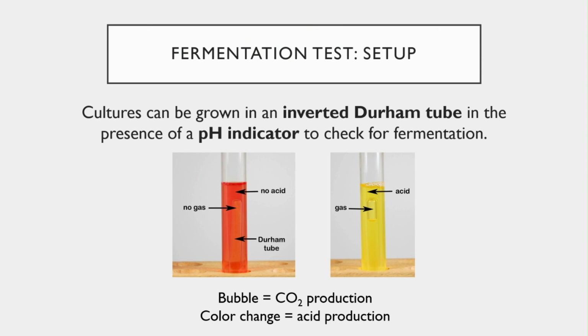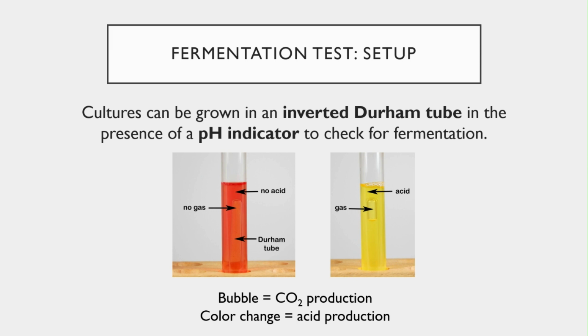Now let's examine how we can use tests to try and identify organisms. A fermentation test. A Durham tube is a small test tube inserted into a larger test tube. You can see it here, and it's inserted upside down. It's inserted into a larger test tube that has a sugar containing broth to test for fermentation of different types of sugars. The smaller tube collects any gas produced by the fermentation process, such as carbon dioxide, and traps it inside. This gas production can be seen as a bubble inside the tube.